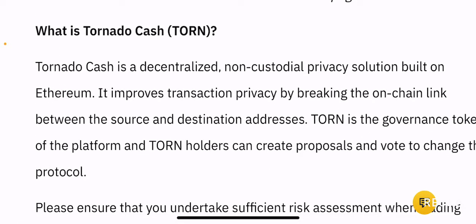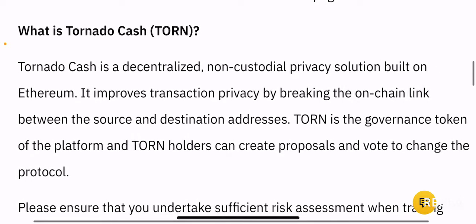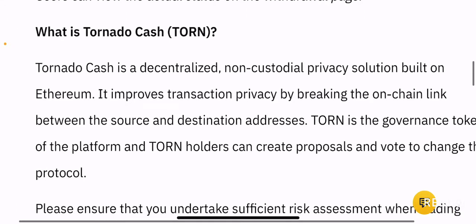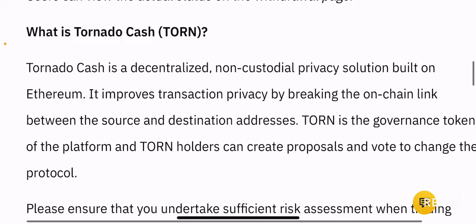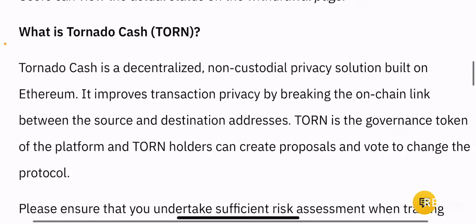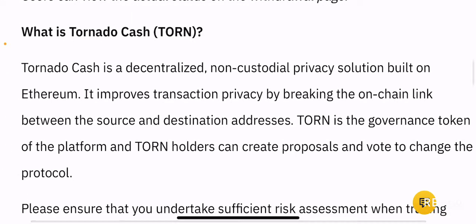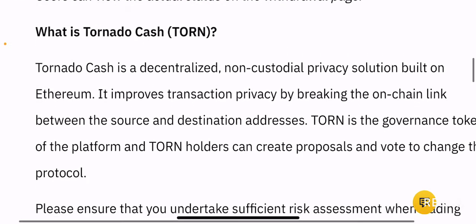Tornado Cash is a decentralized, non-custodial privacy solution built on Ethereum. It improves transaction privacy by breaking the on-chain link between the source and destination addresses. TON is the governance token of the platform, and TON holders can create proposals and vote on the changes on the protocol, right?